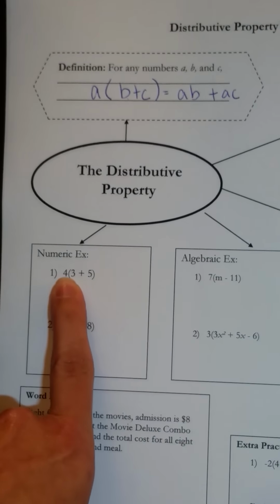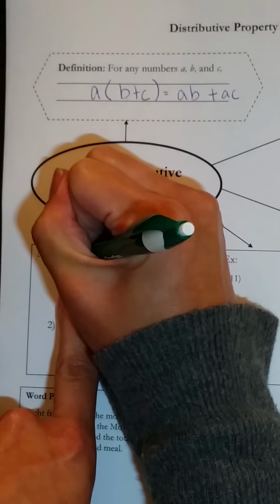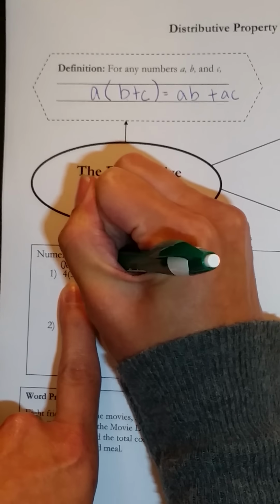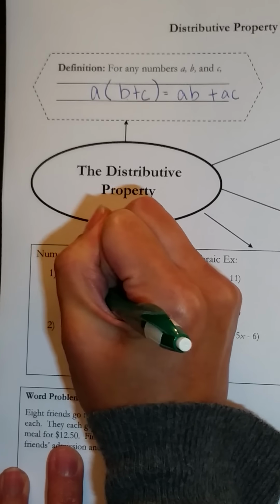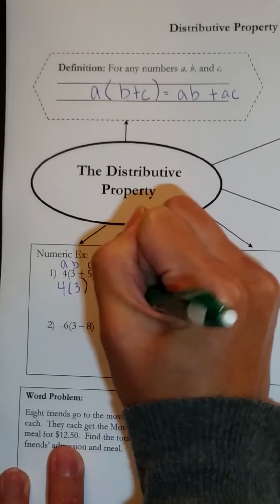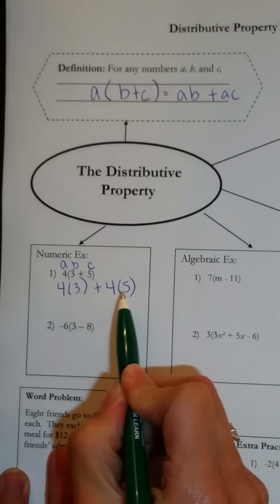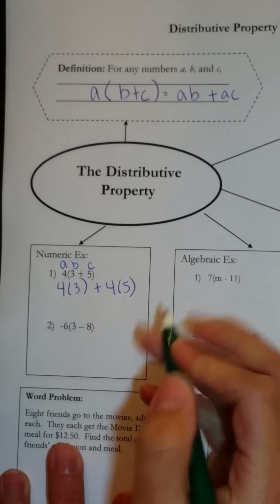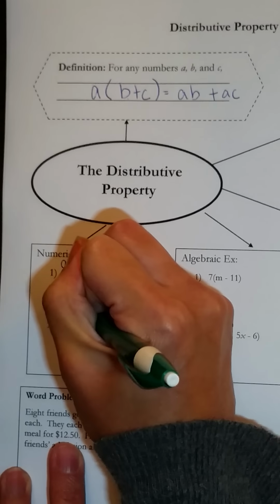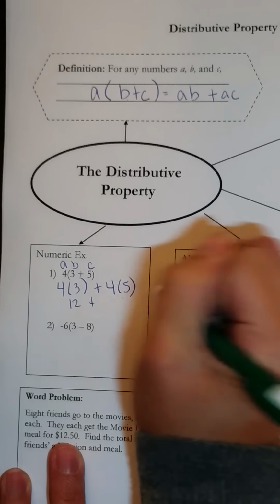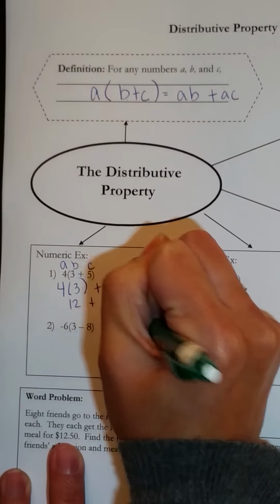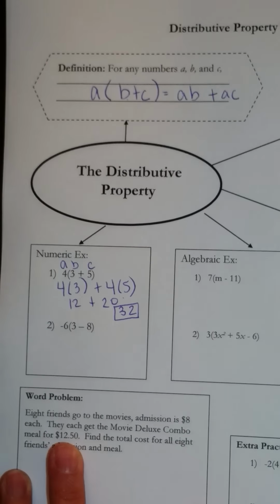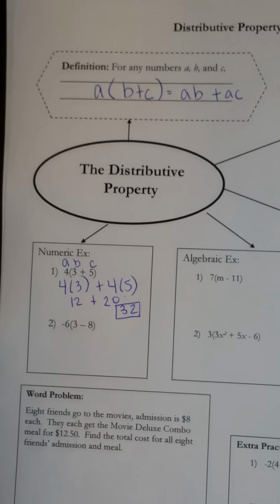So right here, this 4 would represent our A, the 3 is our B, and the 5 is our C. So right now what I'm going to do is 4(3) + 4(5). Which remember, these parentheses just mean that I'm going to be multiplying. So I end up with 4 times 3, which is 12, plus 4 times 5, which is 20. And when you add that together, you should get 32. Now that one's not too bad.